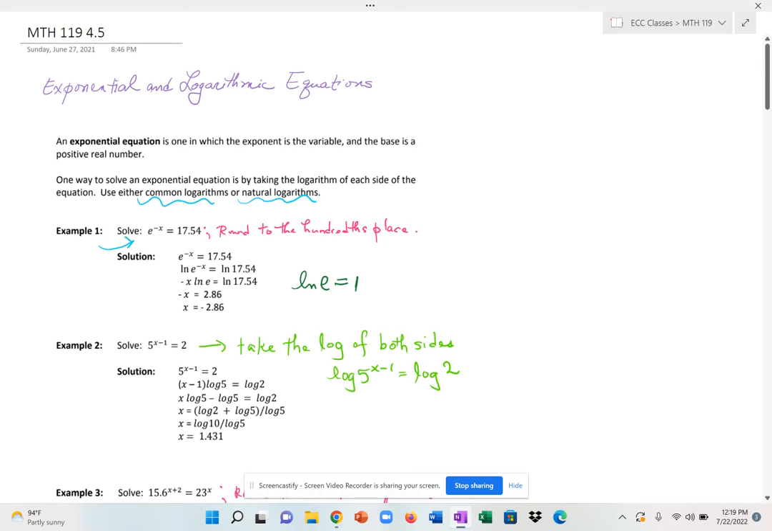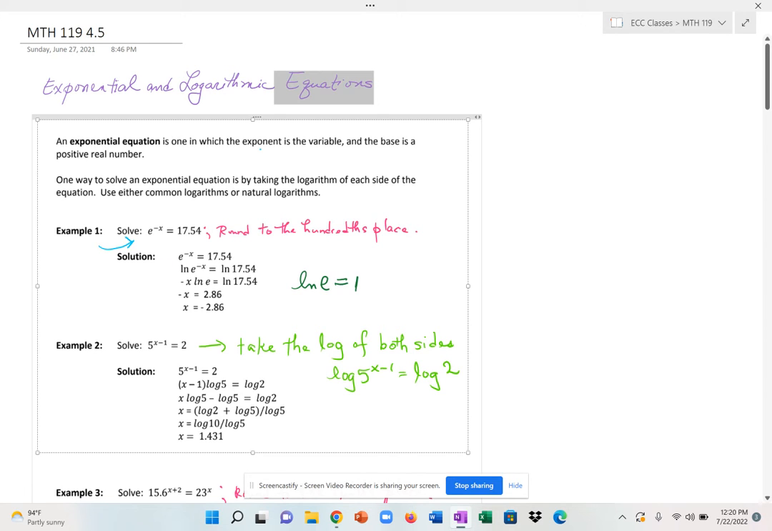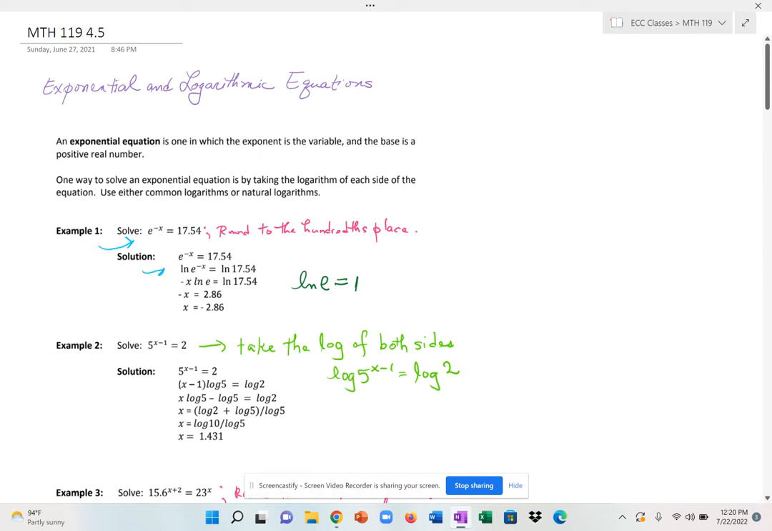I want to solve e to the negative x equal to 17.54, and we're going to round our answer to the hundredths place, which is the second decimal place to the right of the decimal. So I'm going to take the natural log of both sides of this equation. Natural log is the best choice here.